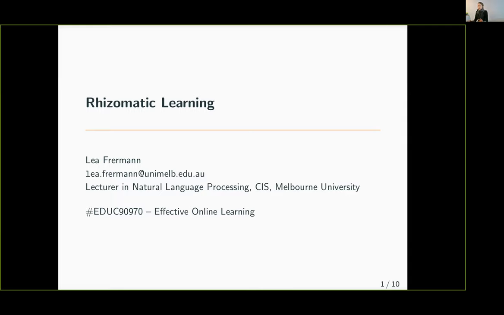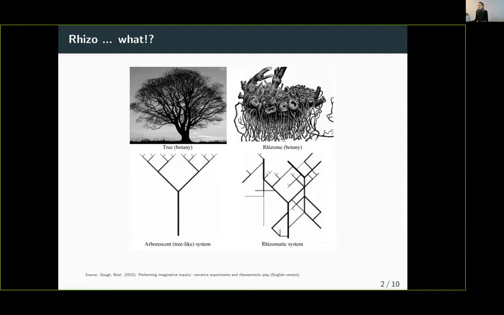Rhizomatic learning is another learning and teaching framework. And if you're not a botanist like me or a biologist, you might think something like rhizo what as a very first reaction. And before diving into the rhizomatic learning itself, let me just tell you where this name comes from, rhizomatic learning.